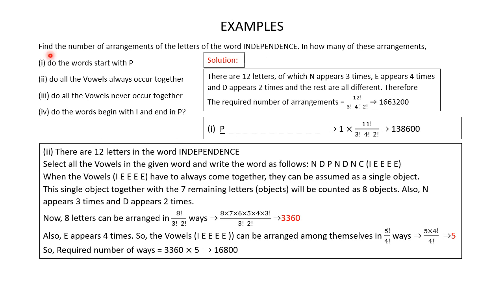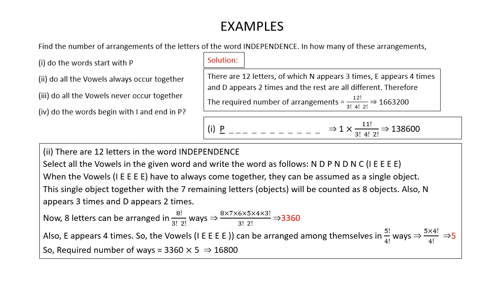Find the number of arrangements of the letters of the word independence. In how many of these arrangements do the words start with P? Do all the vowels always occur together? Do the vowels never occur together? Do the words begin with I and end in P?